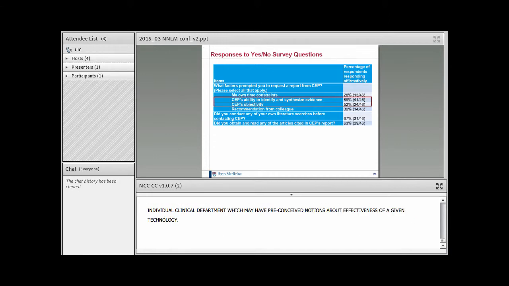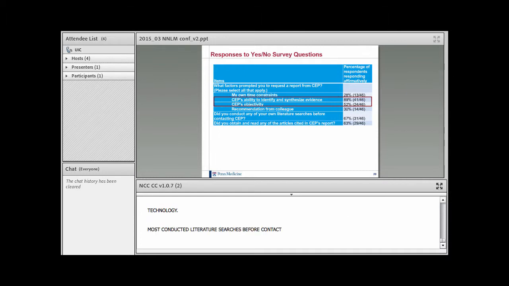Most said they conducted literature searches before contacting us. But as librarians, you know that probably many of those searches were basic Google searches.